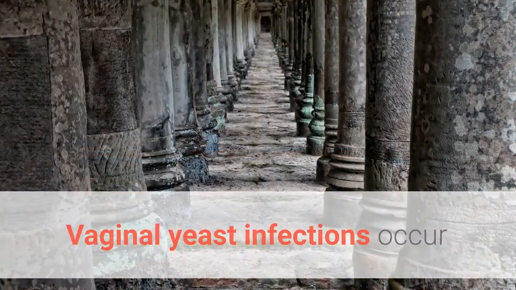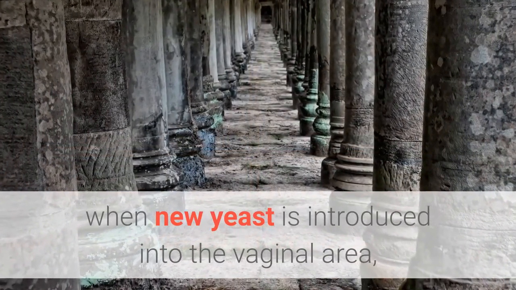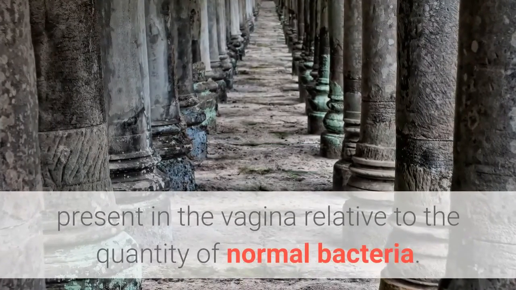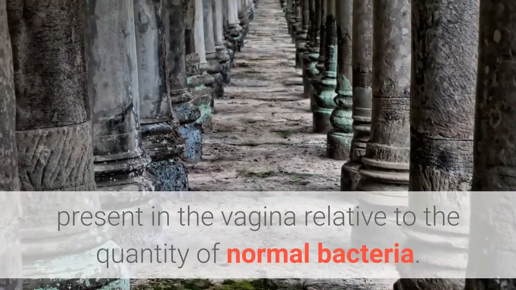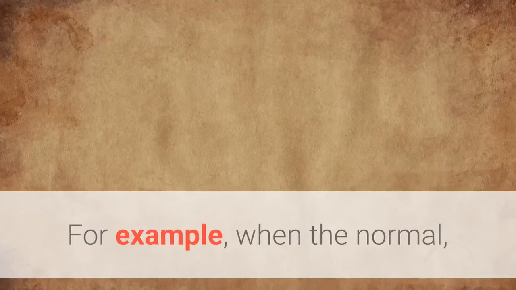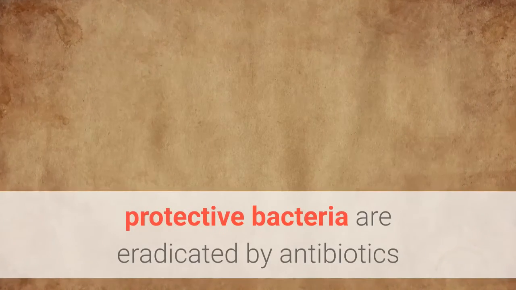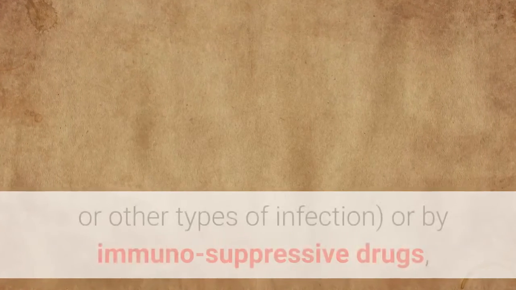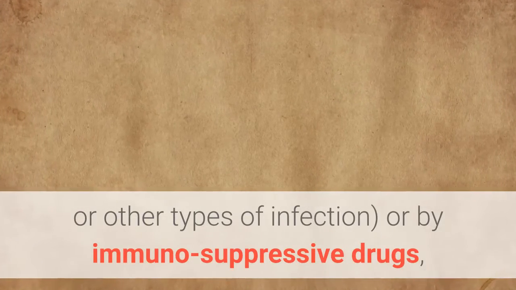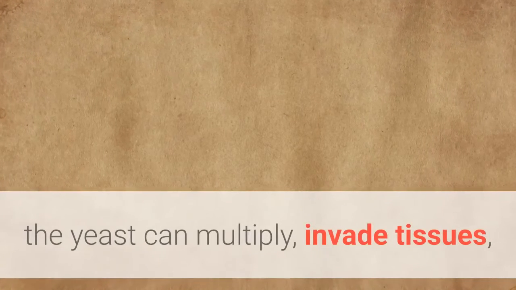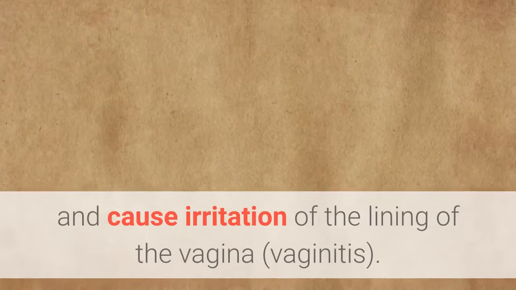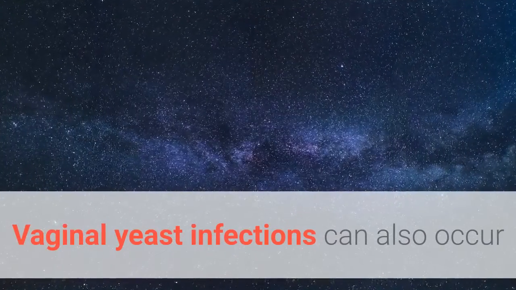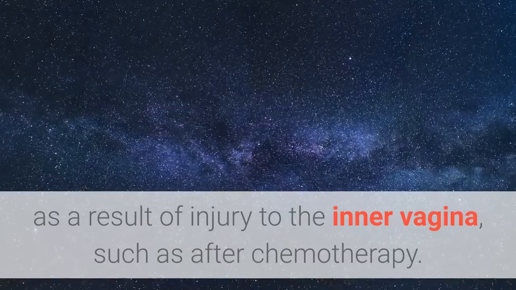What causes a vaginal yeast infection? Vaginal yeast infections occur when new yeast is introduced into the vaginal area, or when there is an increase in the quantity of yeast already present in the vagina relative to the quantity of normal bacteria. For example, when the normal, protective bacteria are eradicated by antibiotics taken to treat a urinary tract, respiratory, or other types of infection, or by immunosuppressive drugs, the yeast can multiply, invade tissues, and cause irritation of the lining of the vagina, vaginitis.